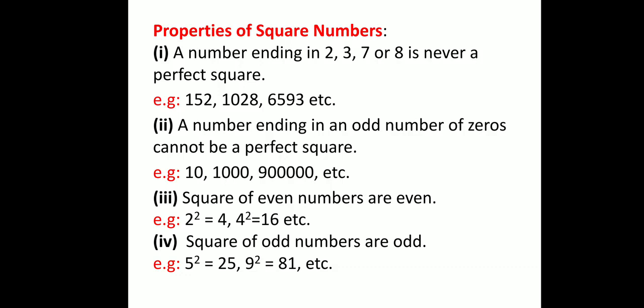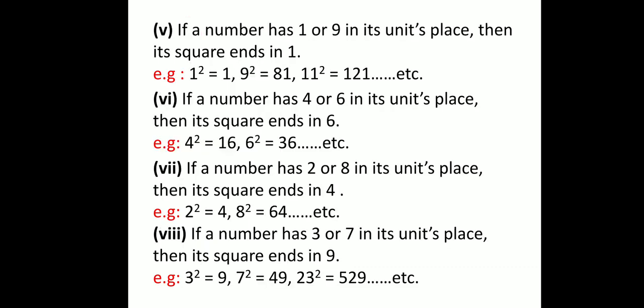So far the properties which we have learned are: first one, a number ending in 2, 3, 7 or 8 is never a perfect square. Second, a number ending in an odd number of zeros cannot be a perfect square. Third, square of even numbers are even. Fourth one is square of odd numbers are odd. I hope all these properties you have understood, because all these are very easy ones. Now, coming to fifth property.